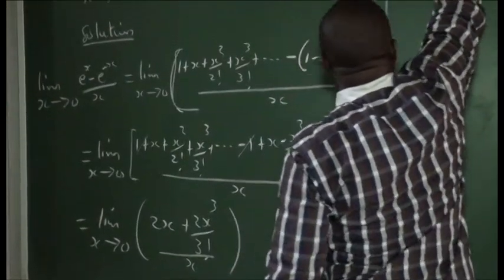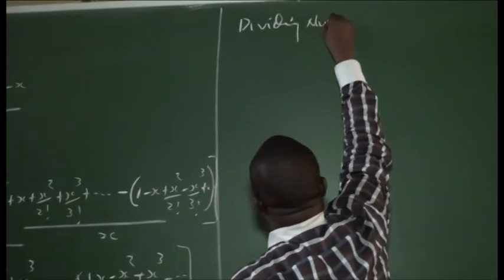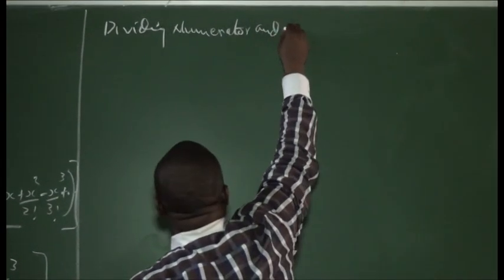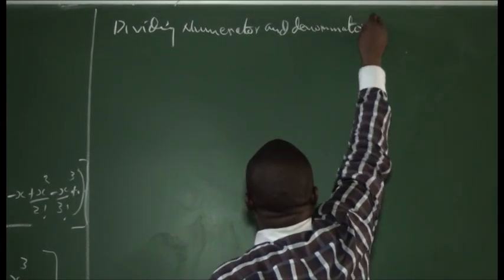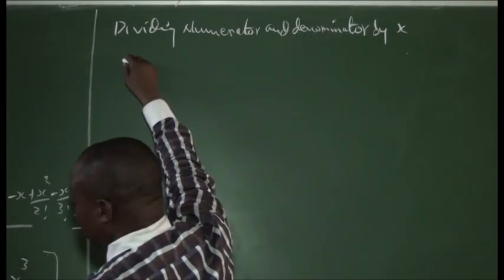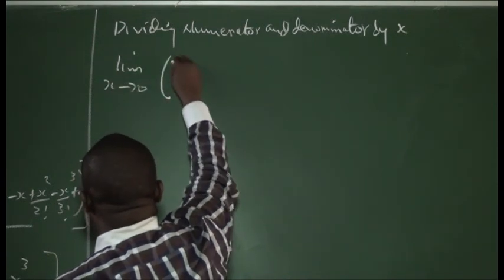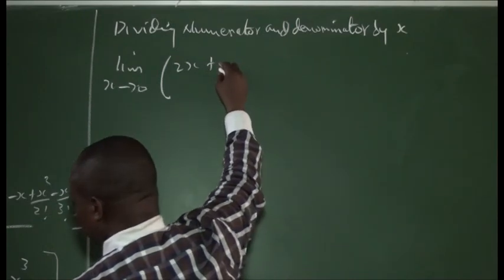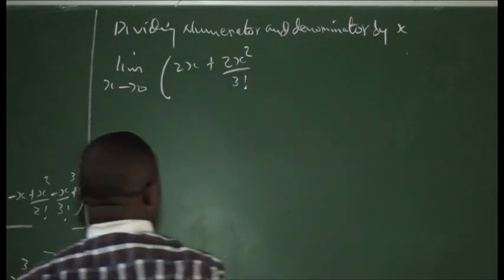Right, so dividing the numerator and denominator by x, we have the limiting value as x approaches 0 of 2x plus 2x squared over 3 factorial.